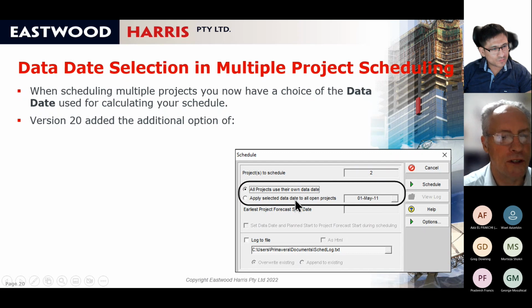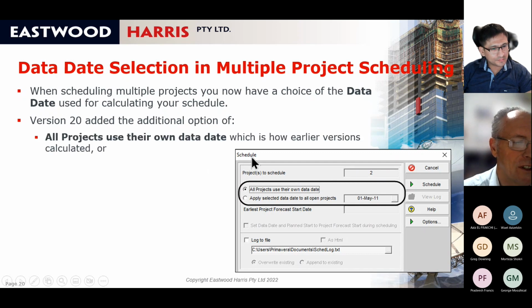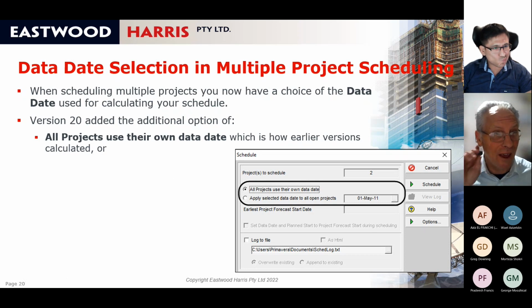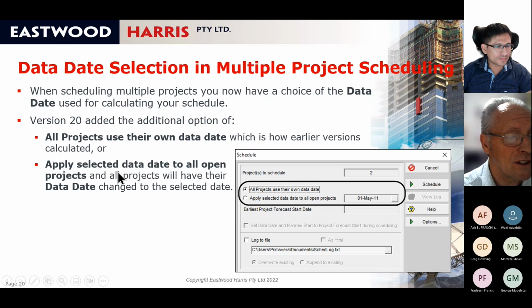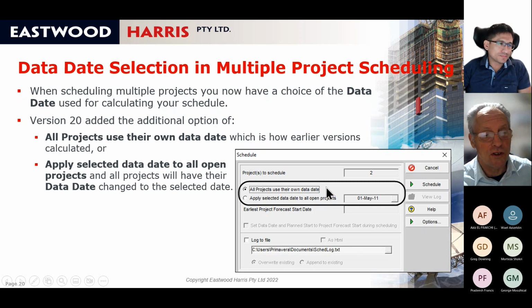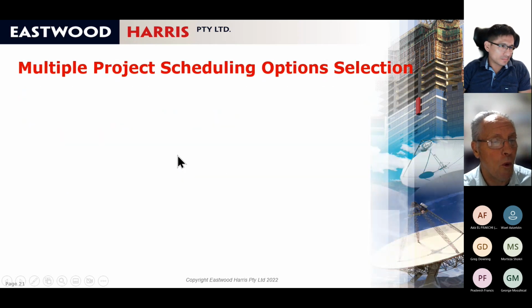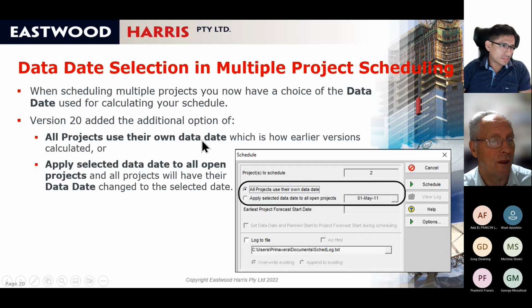So now if you're scheduling multiple projects, they can all use their own data date. I personally think that's bad practice. If I've got multiple projects that I'm opening together, particularly if they're related, I like them to have all the same data date. I just think it's good practice. But obviously, there'll be people who disagree with me and they would like projects to use their own data date when you schedule multiple projects together.